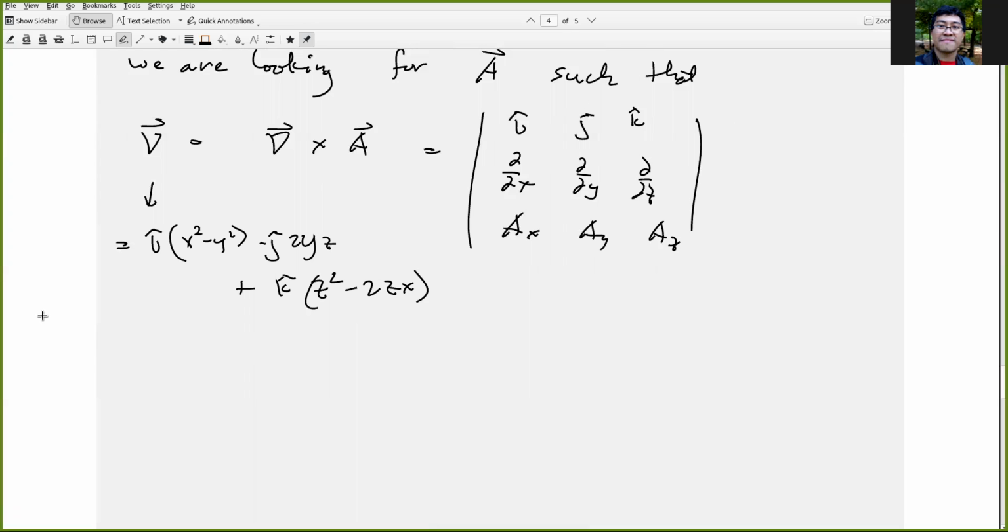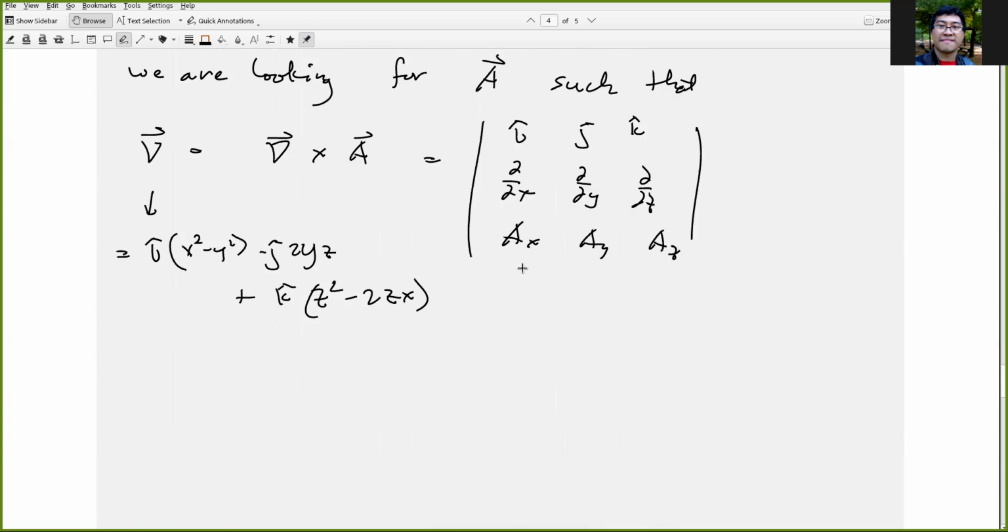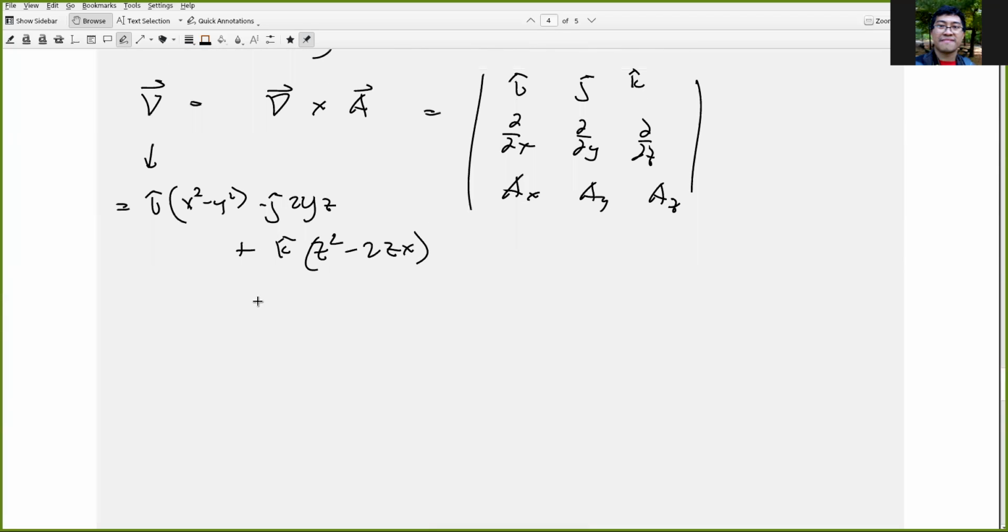It would be difficult to find an expression generally for Ax, Ay, Az, but there would be a lot of values for A that we can find. There are infinite possibilities for A that would give us del cross A equals V, and V being this. Which means that we can set, so let us find an A with 1, 0 component.